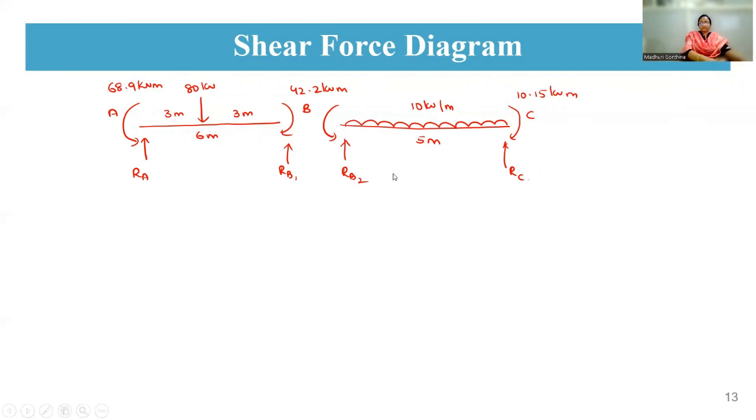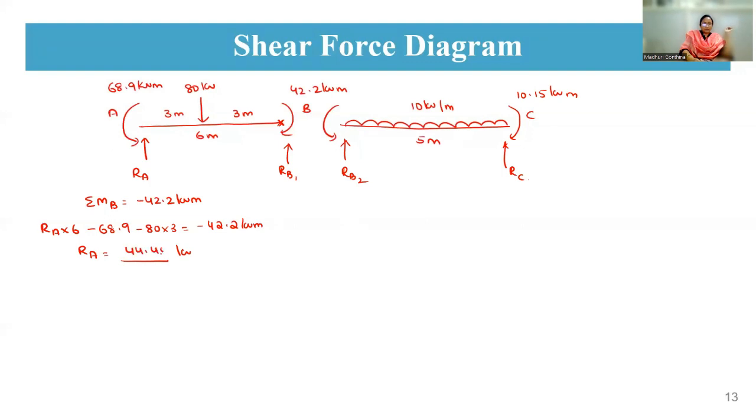Now, if you take sigma MB, the moment at this point is hogging in nature, so that is minus 42.2 kilonewton meter. So RA into 6, minus 68.9, minus 80 into 3, will be equal to minus 42.2 kilonewton meter. From this you calculate RA, and you get RA to be 44.45. Similarly, RA plus RB1 should be equal to 80 kilonewton, so RB1 will be 35.55 kilonewton.